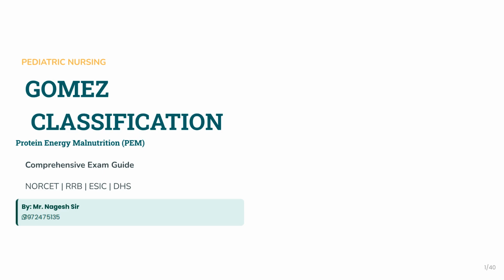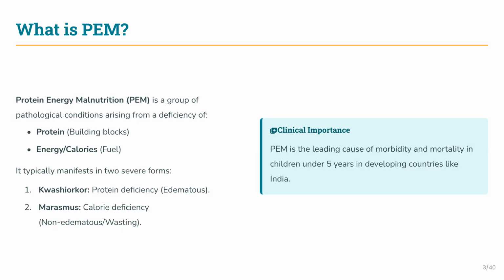Welcome to this video on pediatric nursing, focusing on the Gomez classification for protein energy malnutrition, or PEM. This guide is designed to help you understand this critical classification system. PEM is a group of pathological conditions resulting from a deficiency in protein and energy or calories.